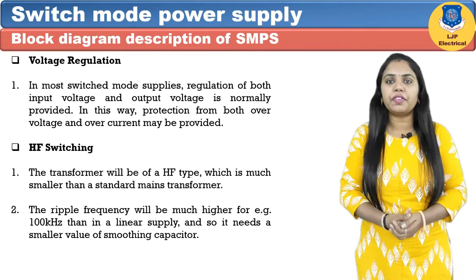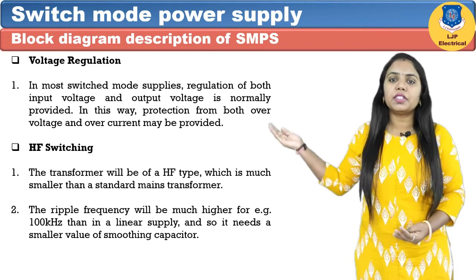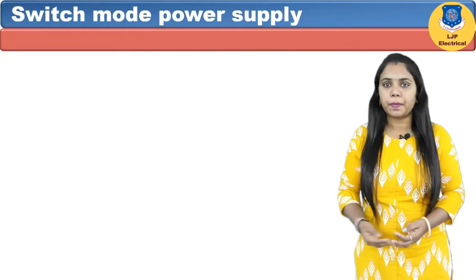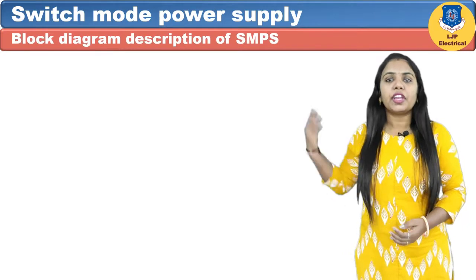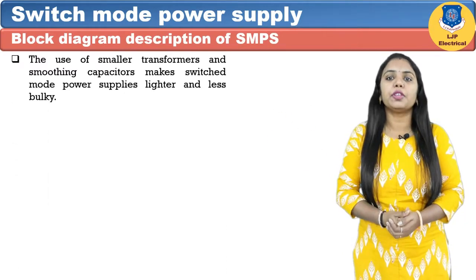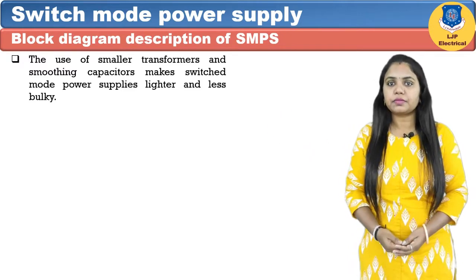Also, using a square wave drive, the switching transistors dissipate much less power than a conventional series regulated transistor. Again, this means that for a given amount of power output, smaller and cheaper transistors can be used than in similarly rated linear power supplies.